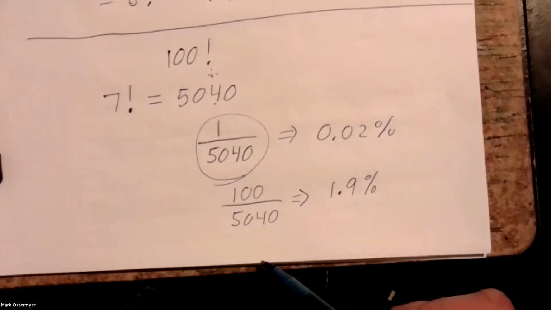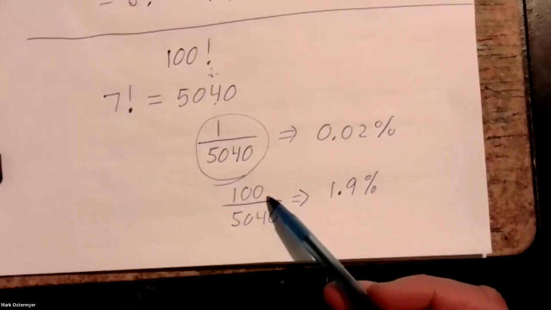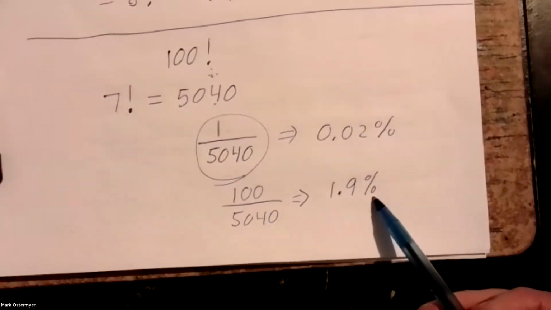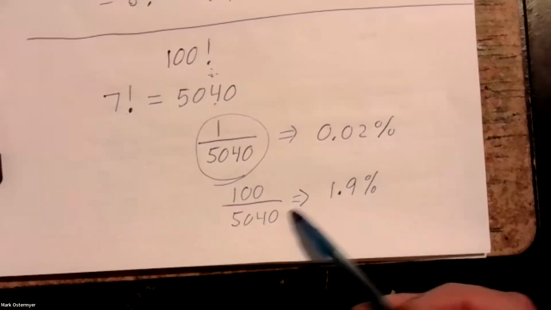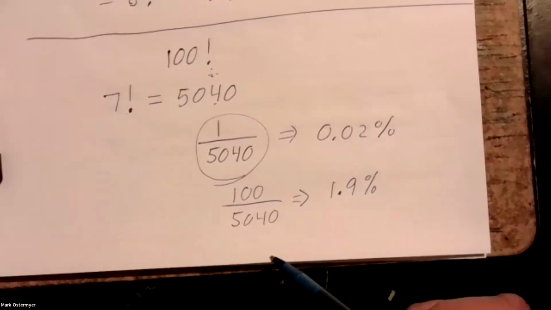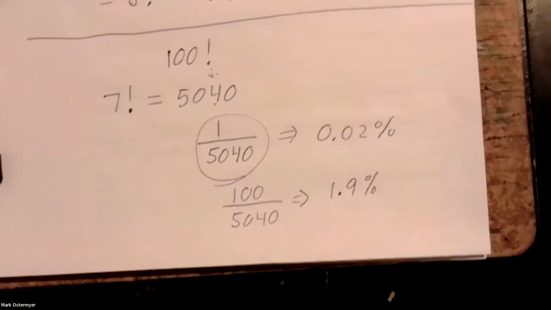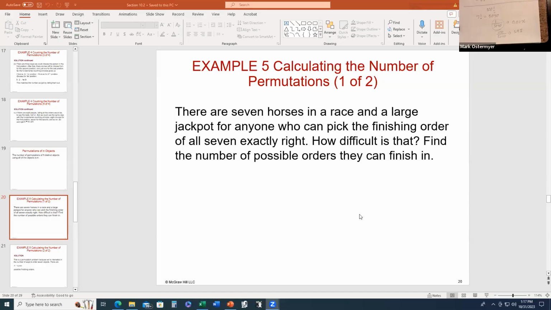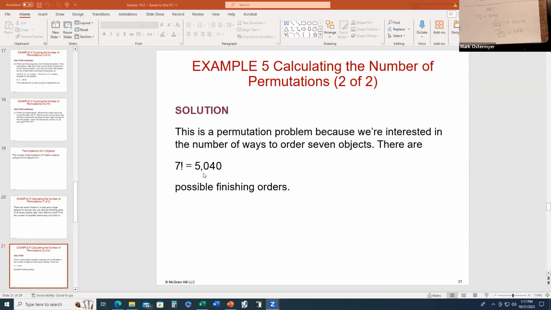Even with 100 tickets, could you imagine if these tickets cost $10, ladies and gentlemen? That'd be $1,000 you lay out, and you only have a 1.9% chance of winning a jackpot. Still, your odds are slim to none. Do you agree? That's when you lay out $1,000 just to buy the tickets. There's 100 different arrangements. So yeah, you might want to do your homework first before you gamble, unless you have money to burn. Then that's a different ballgame. Okay. 5,040 different possible finishing orders for these 7 horses.